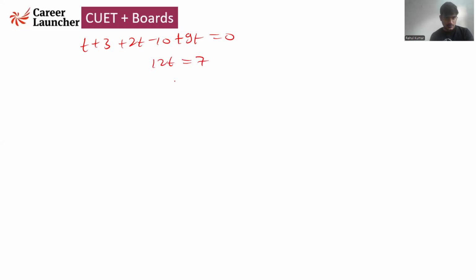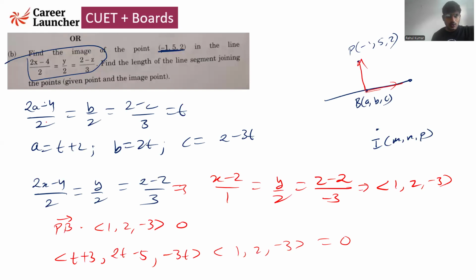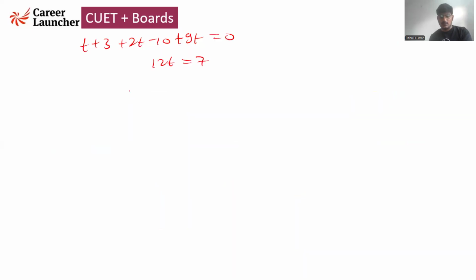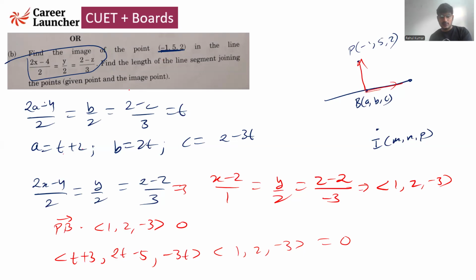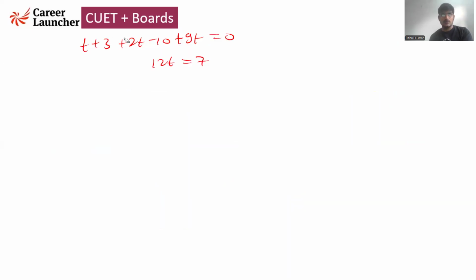Is everything correct? Let me check. So we need to find the image of this point now. So t plus 2 minus this point is this, 2t minus 5 is this, and 2 minus 3t minus 2 is minus 3t. So we are getting t plus 3, 4t, this is 4, not 7. Okay, now it's 14t is equal to 7, and the value of t is 1 by 2.